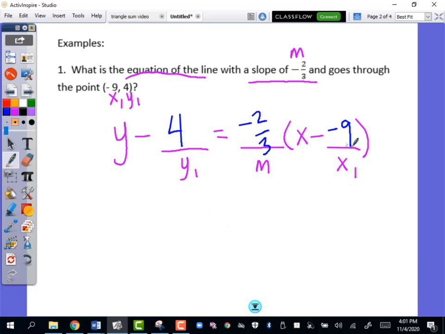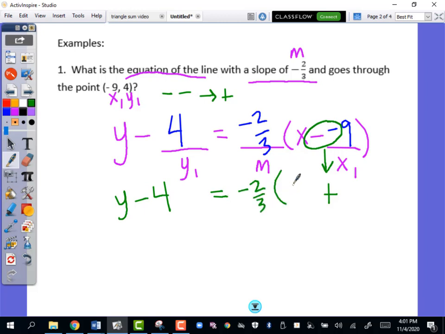Okay, so I have all my numbers plugged in. I'm checking, do I need to change any minus negatives? Do I need to change any of them to a plus sign? So I look over here, that just says minus, so that stays the same. I look over here, oh, that has a double negative. So I need to change that to a plus. So I have to copy everything back down. So this stayed the same, equal sign. This stayed the same, and this changes to x plus 9. So this is point slope form.